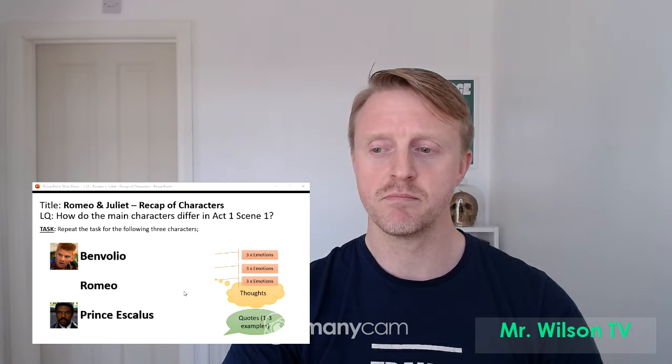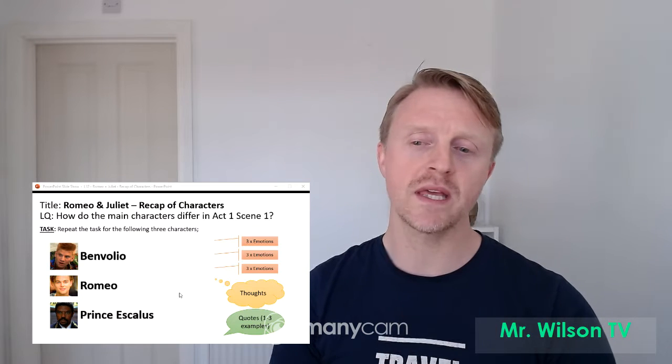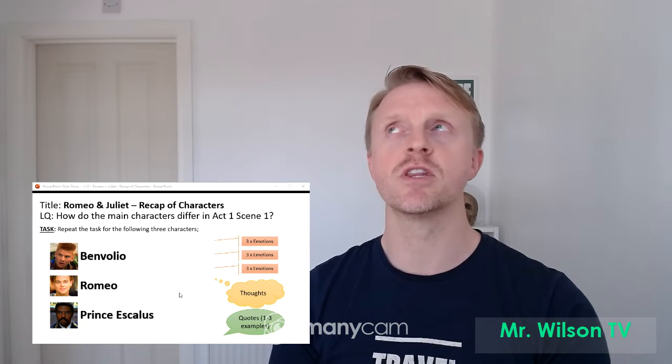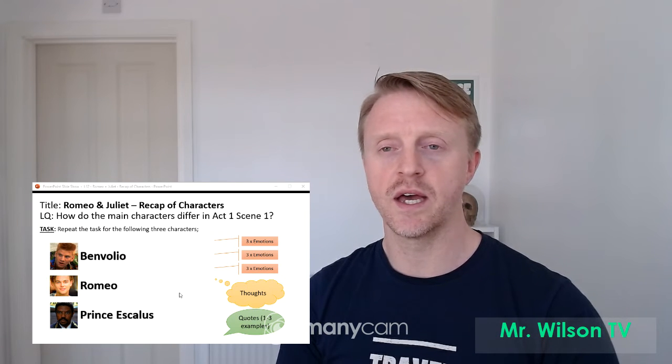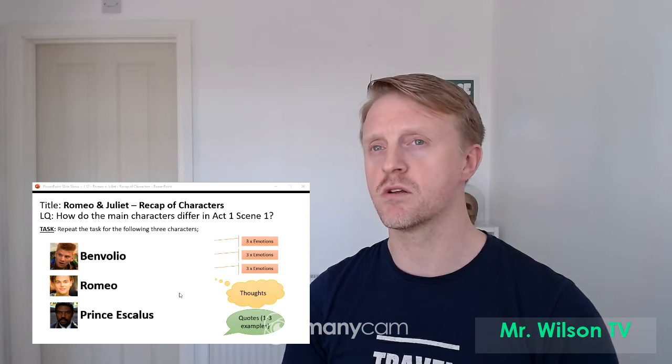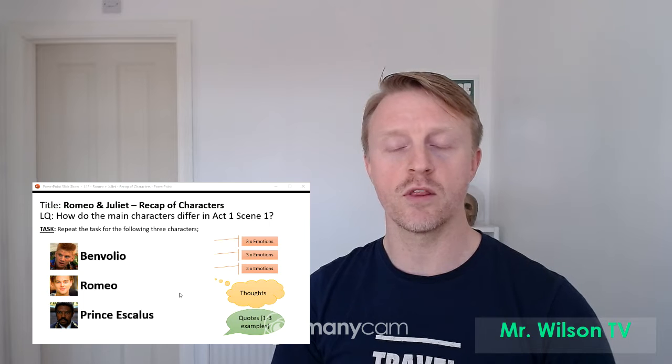Right, the next task is, can you do the same but for Benvolio, Romeo and Prince Escalus, because these are the four key characters in this scene, even though we see more of the lower class of Capulets and Montagues in the very beginning, Samson, Gregory and Abraham, but don't worry about them, they're not that important. We want to look at these four characters.